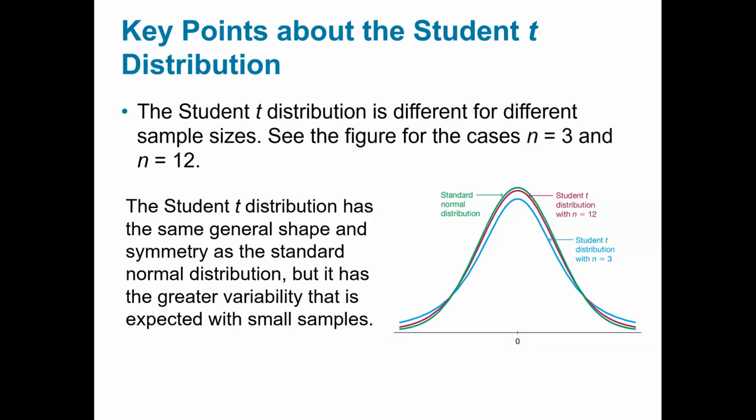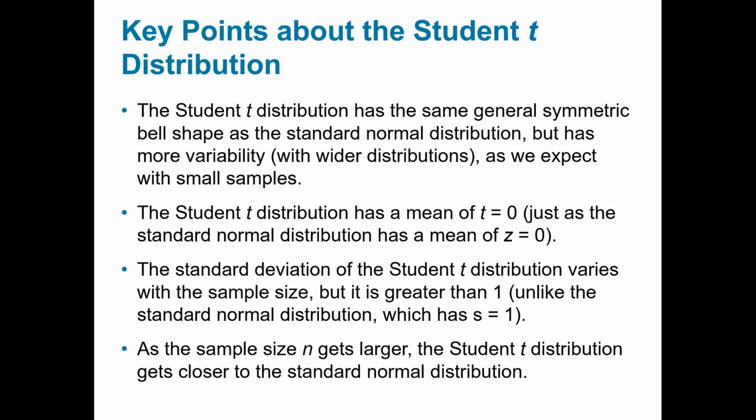So just some points about the t-distribution. It looks similar to a normal distribution. It's got that same general shape, but it's not exactly the same. It does have a mean of t equals 0, just as the standard normal distribution has z equals 0, but the standard deviation is not 1, right? In the standard normal distribution, it is 1, but in the t-distribution, it is not 1. But as the sample size gets larger and larger, it gets closer to the standard normal distribution.